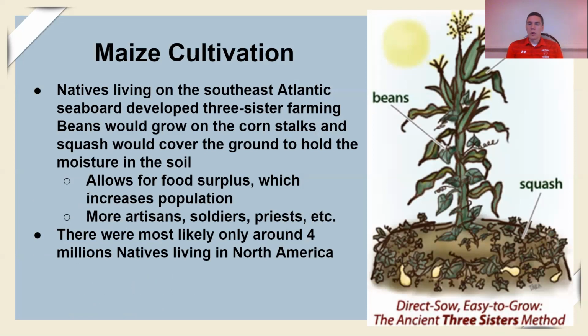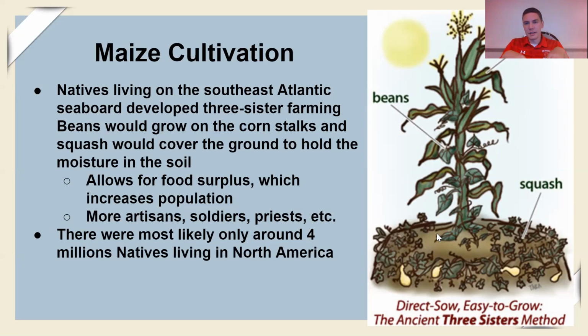Now, what Native Americans are going to figure out is how to use the environment for their benefit, how to live within the environment to the fullest. And so one way that was done, which answers the essential question, is through maize cultivation. So maize is a form of corn. It's kind of like a cousin to the corn that we eat today. And one thing they would do is three sister farming. You can see that in the picture here, where you grow corn, beans, and squash all together.